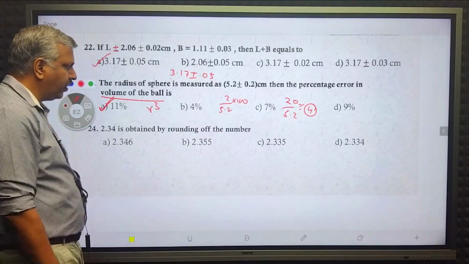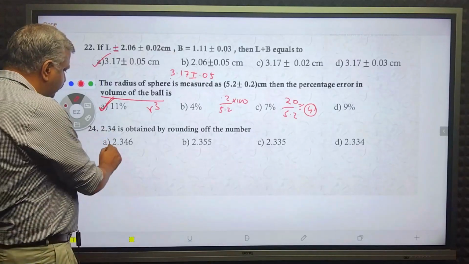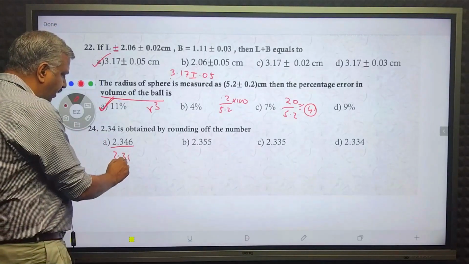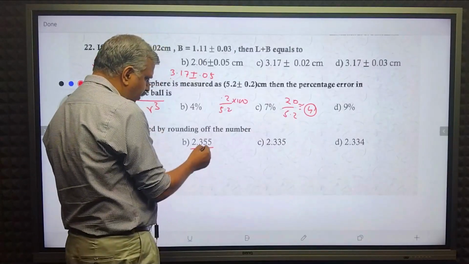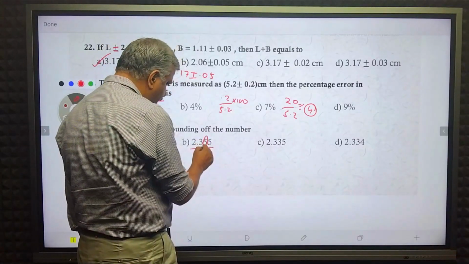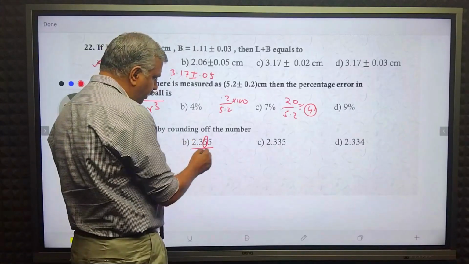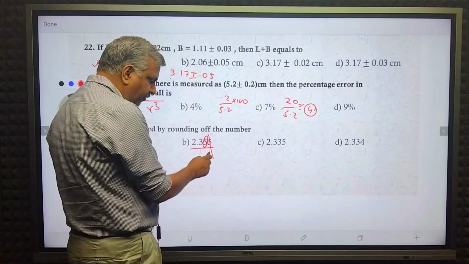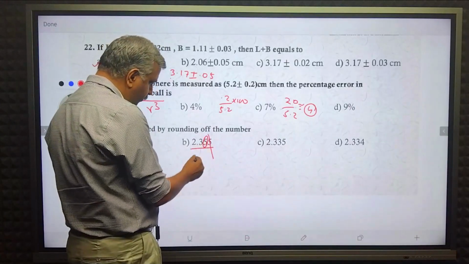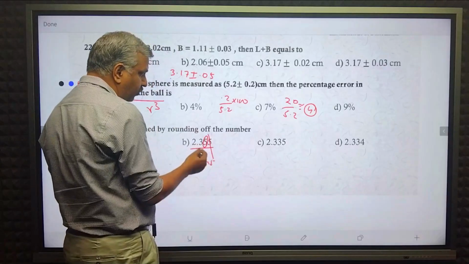2.34 is obtained by rounding off the number, which one? So 2.34, if you take this number and round it, it will be 2.35. If you take this number and round it, because this 5 here is odd. When you have 5 here, the way you round it is just drop this. Okay, if it is odd, you just drop the 5. If it was even. So if it was 2.345, okay, so now there are two numbers.